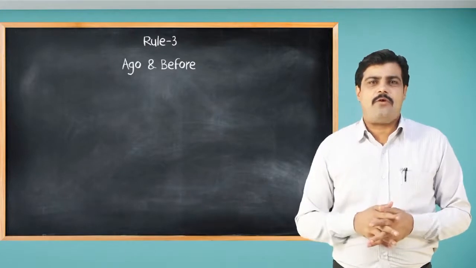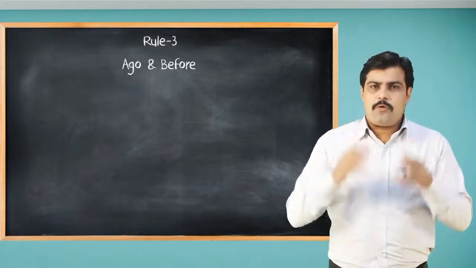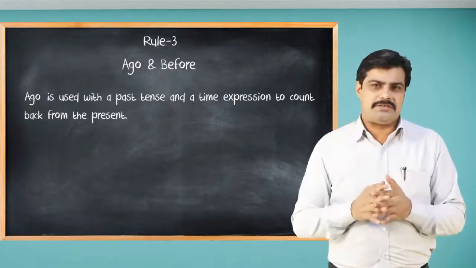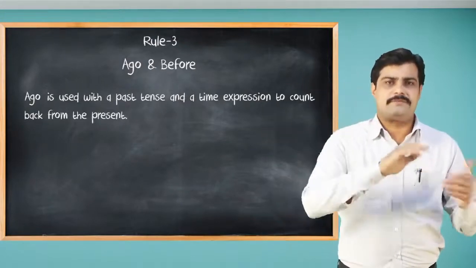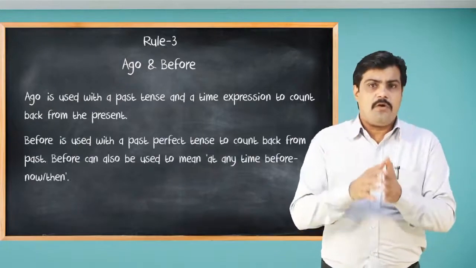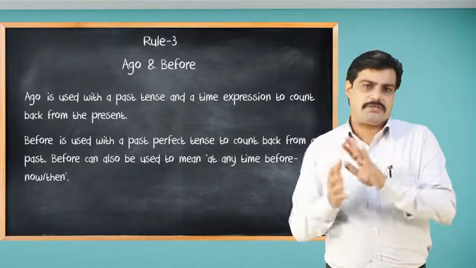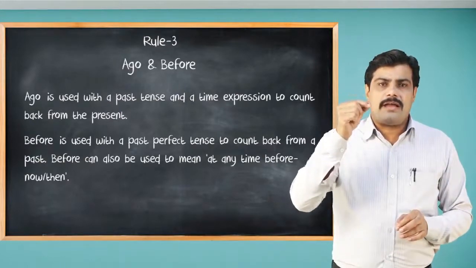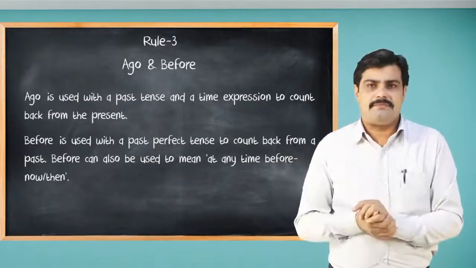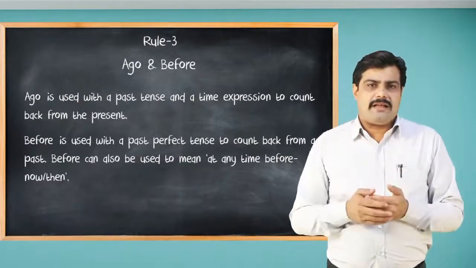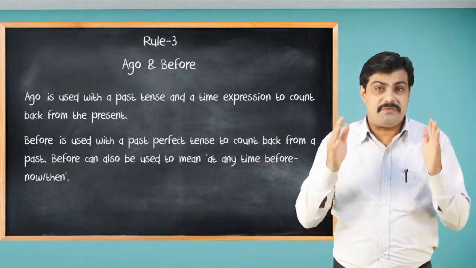There are two words, ago and before. And these are differently used. Ago is used with a past tense and a time expression to count back from the present. Before is used with a past perfect tense to count back from a past. Before can also be used to mean at any time before now and then. With this meaning, it can be used with both present and past perfect tense, means before.